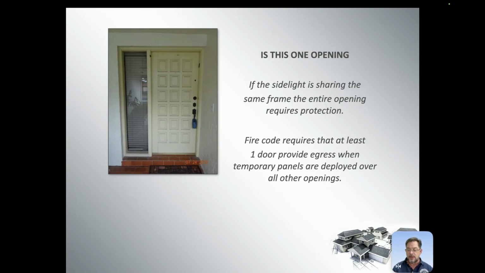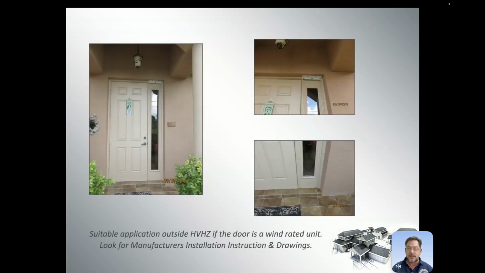Unfortunately, what happened in the future was builders came up with something like this, where they put a wind-rated door in, solid, and then had to protect it because they were in the windborne debris zone outside the high-velocity hurricane zone, because inside the high-velocity hurricane zone, the whole opening has to be protected. Outside of the windborne debris zone, what would happen is they would shutter these side lights.